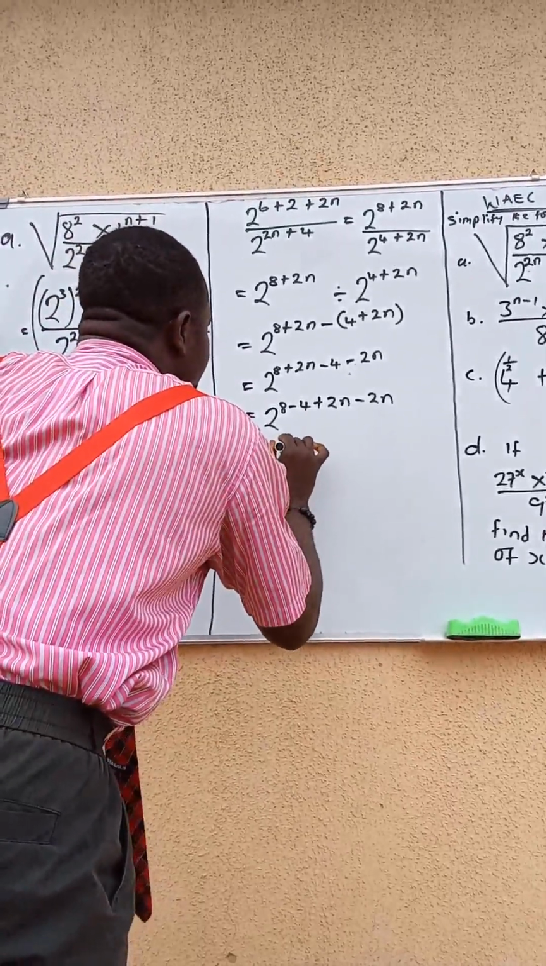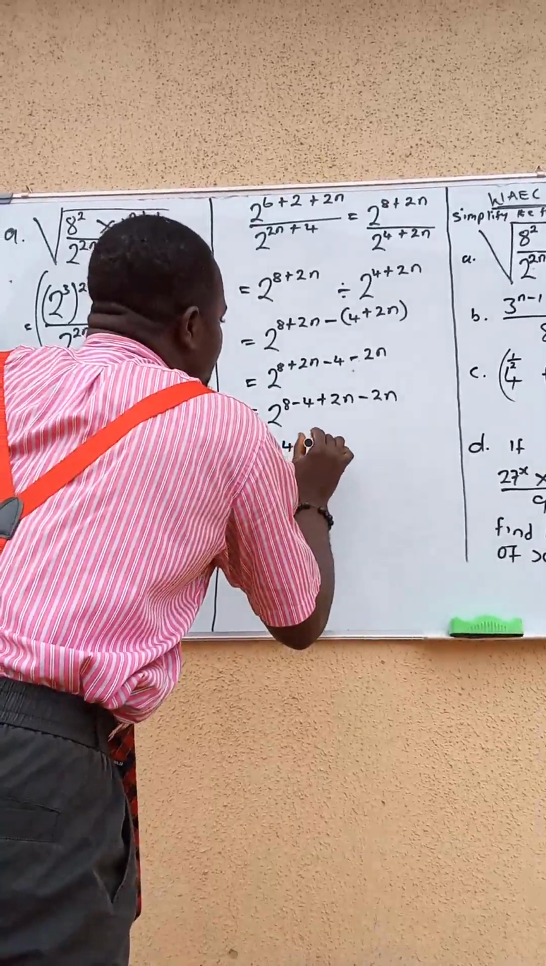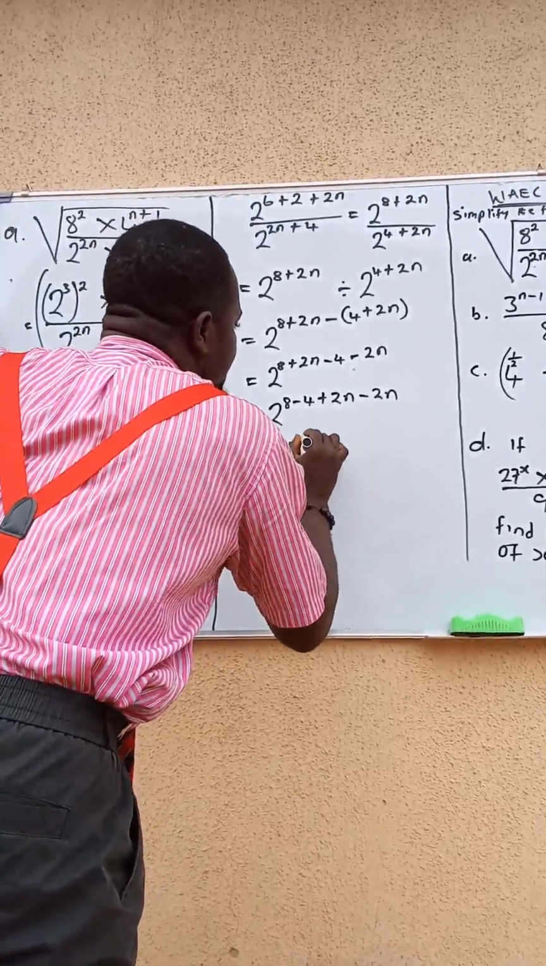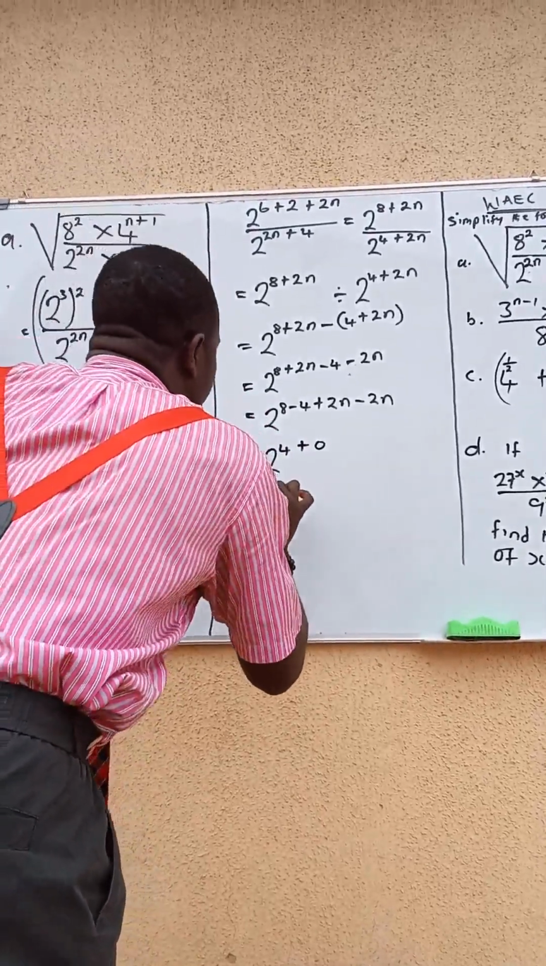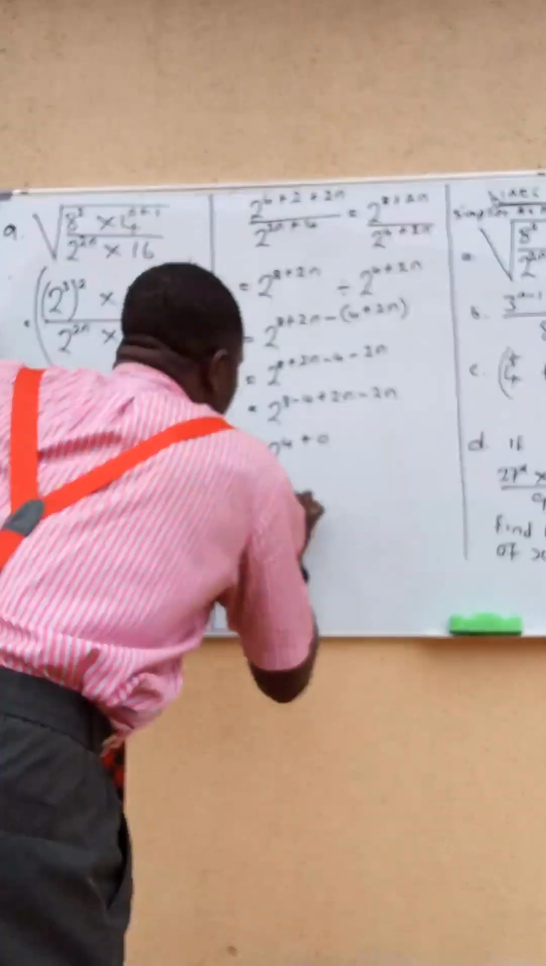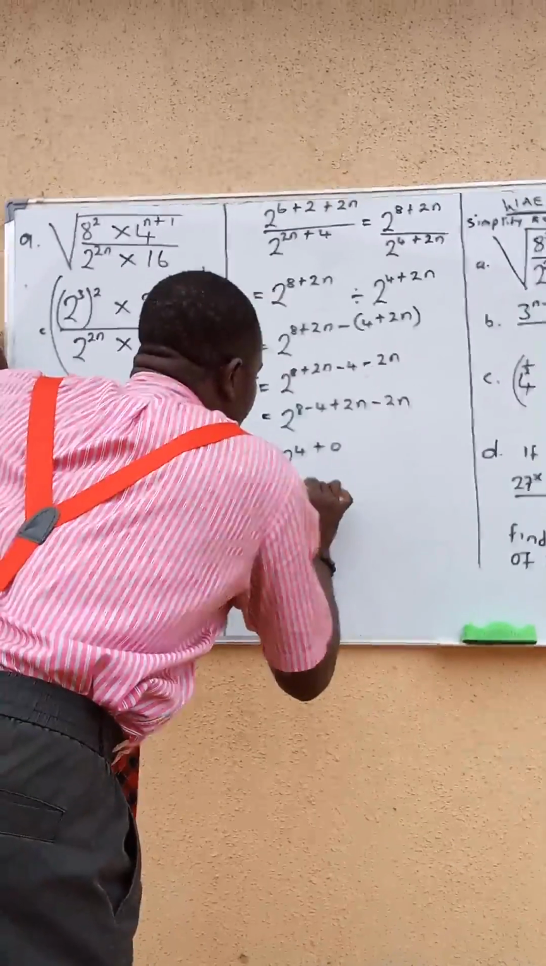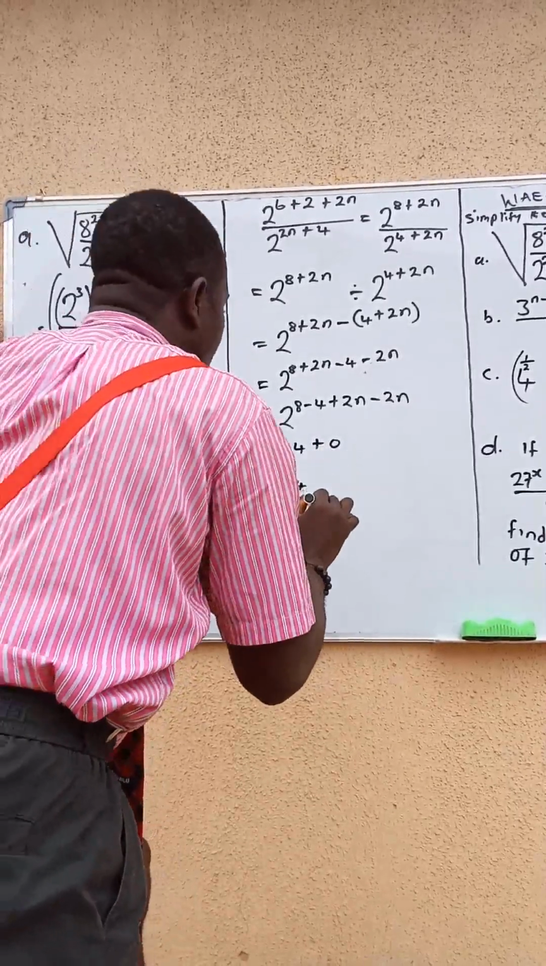2 raised to the power of 4. 8 minus 4 is 4 plus 0. 2n minus 2n is 0. This is the same thing as 2 raised to the power of 4. 4 plus 0 is 4.